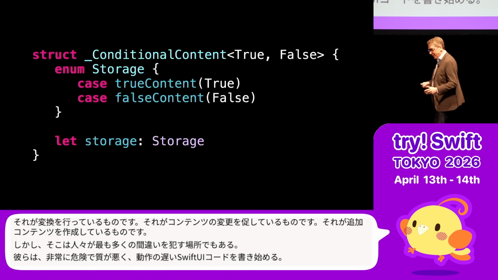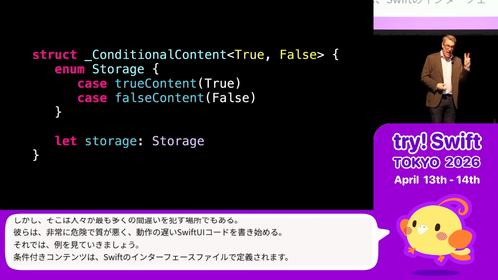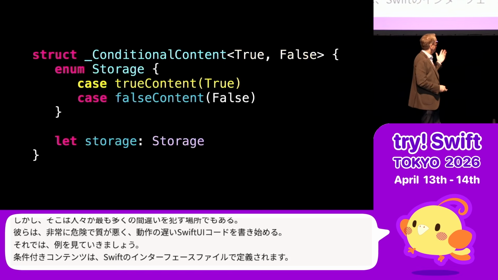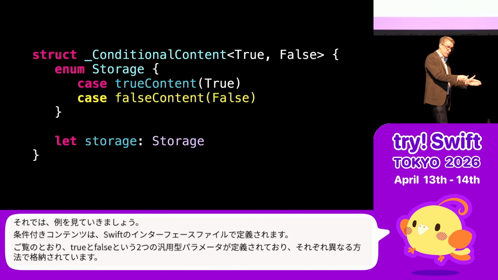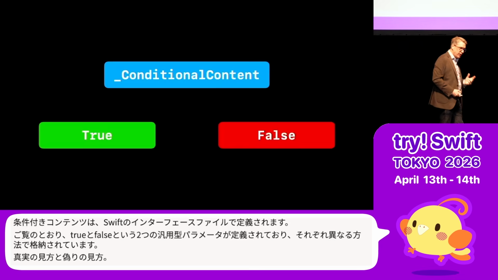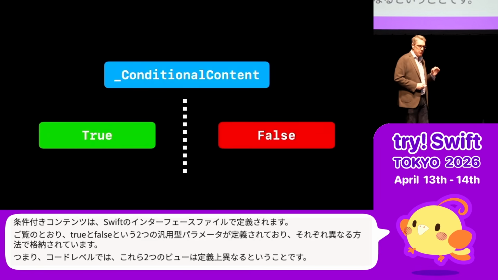Let's walk through an example. This is how conditional content is defined in the Swift interface file. You can see it has defined to have two generic type parameters, one called true, one called false, and they're stored differently. A true view and a false view. And this means at the code level, these two views are by definition different. They are not the same view.